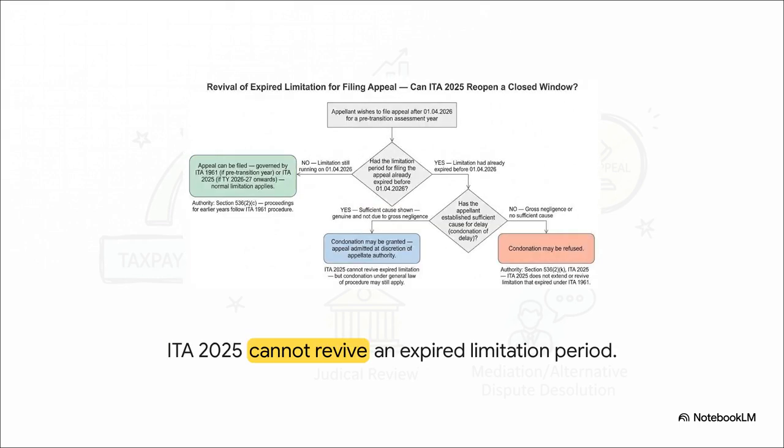Here's another one that comes up all the time, addressed perfectly by Section 536(2)K. Can the new act revive a filing deadline that has already expired? The short answer is absolutely not. If your time limit to file an appeal expired before April 1, 2026 under the old act, that window is firmly closed. You cannot use the commencement of the new 2025 Act to somehow magically revive a dead limitation period.